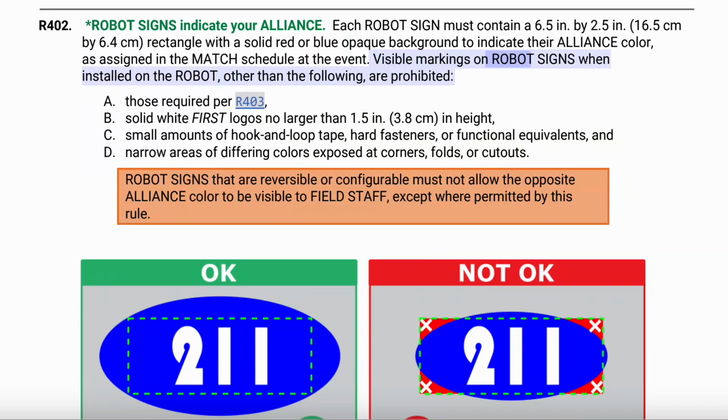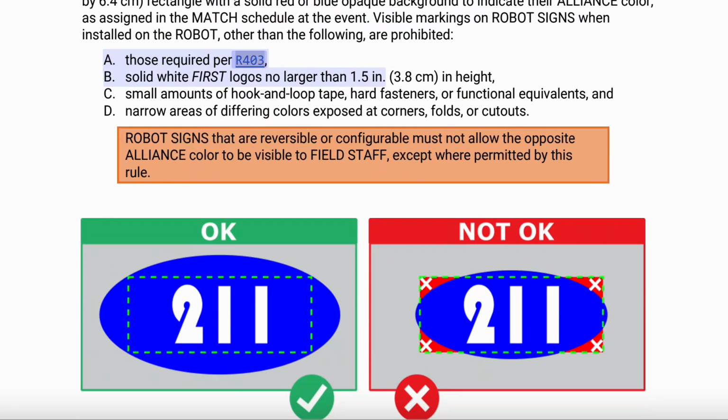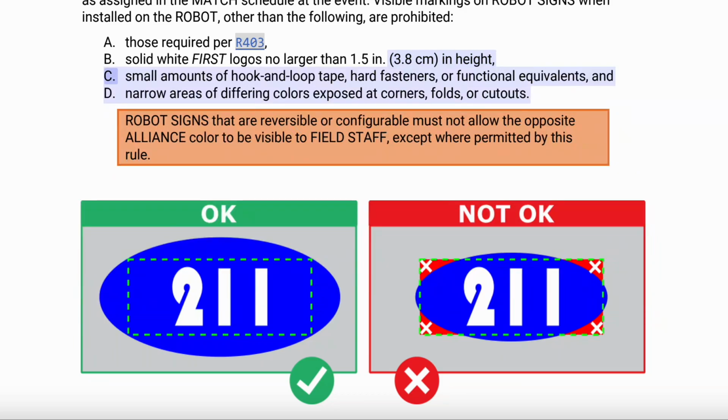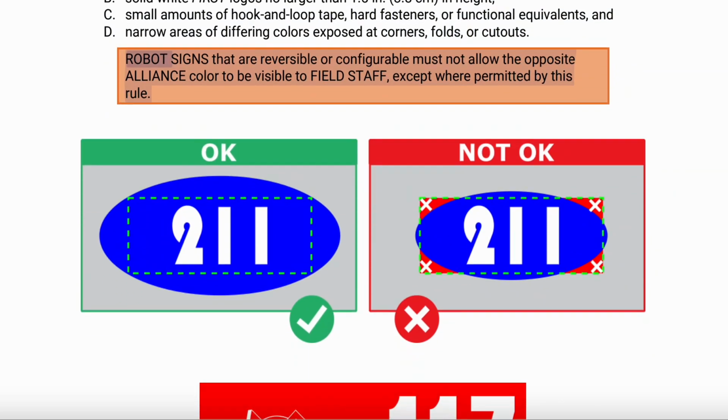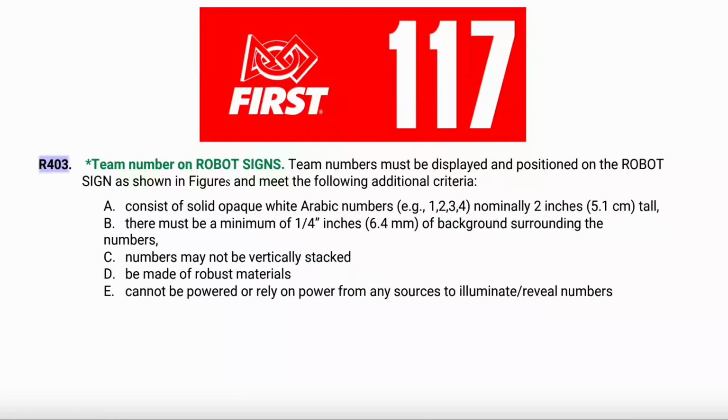Visible markings on robot signs when installed on the robot, other than the following, are prohibited. A. Those required per R403. B. Solid white FIRST logos no larger than 1.5 in, 3.8 centimeters in height. C. Small amounts of hook and loop tape, hard fasteners or functional equivalents. And D. Narrow areas of differing colors exposed at corners, folds, or cutouts. Robot signs that are reversible or configurable must not allow the opposite alliance color to be visible to field staff, except where permitted by this rule.